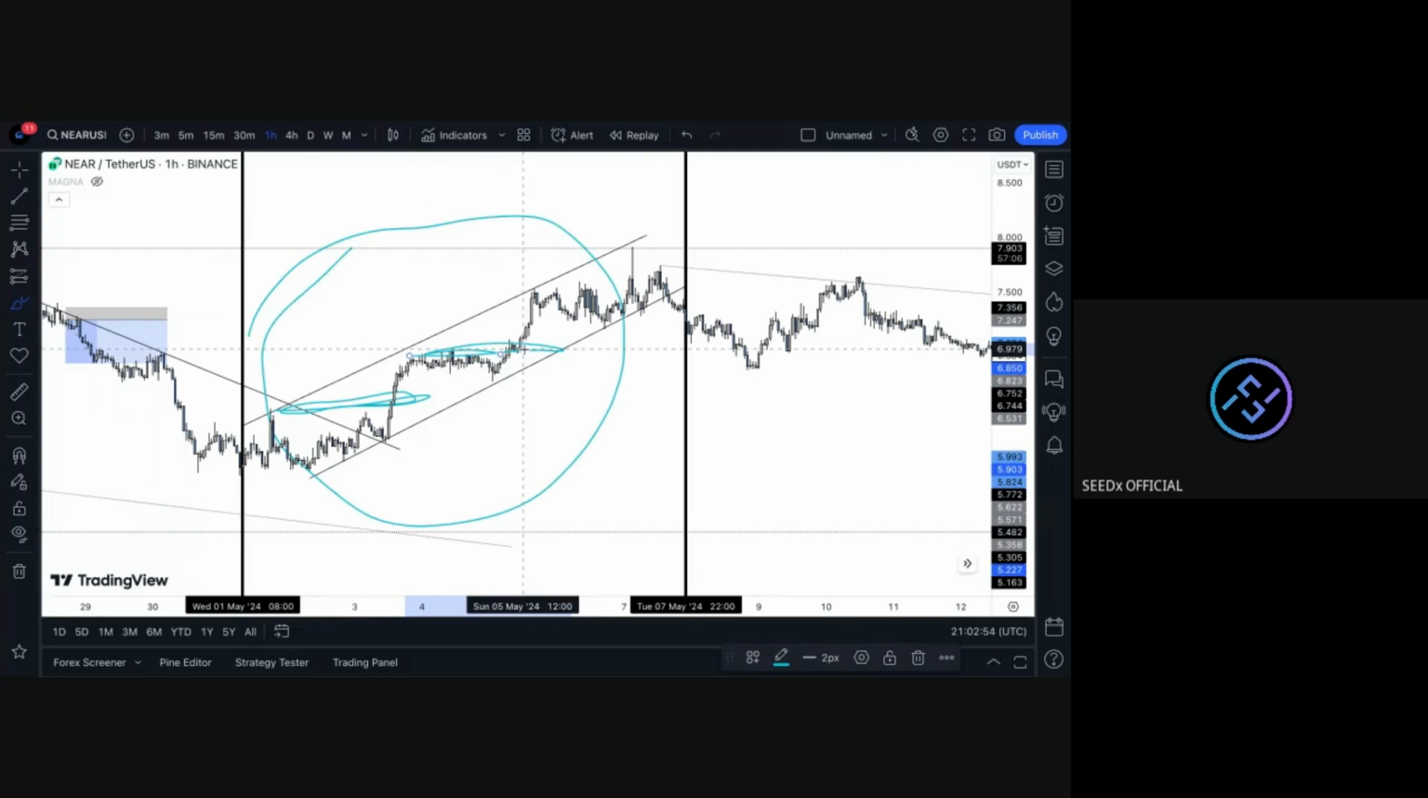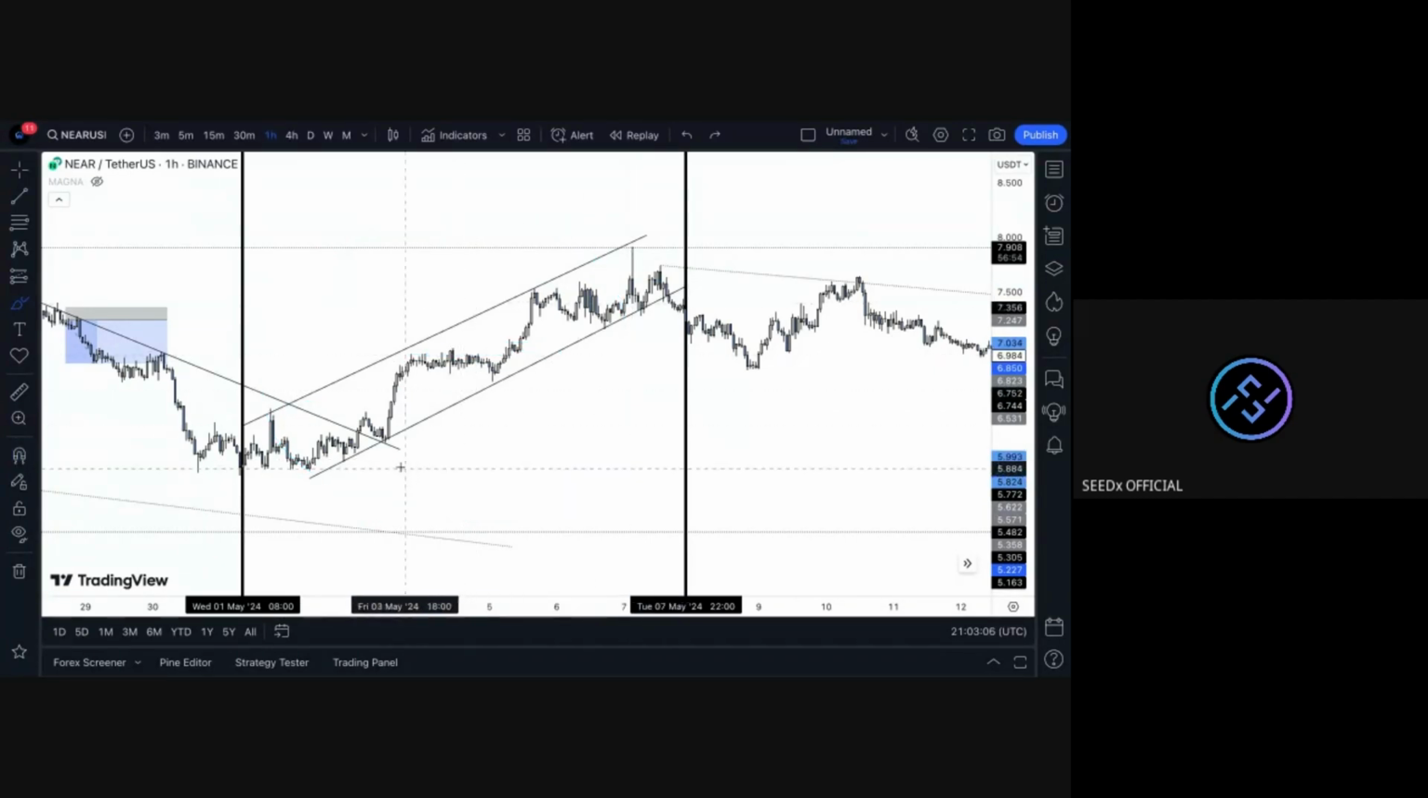Now look at this particular point. It tried to break, but it couldn't. And next thing you know, it's going down. So we're going to get to that too. Now, this is how you find the direction. If you're not sure what direction the chart is going right now, you go to the higher time frames and look at what it's doing. It's like, I don't know if any of us studied biology in school.